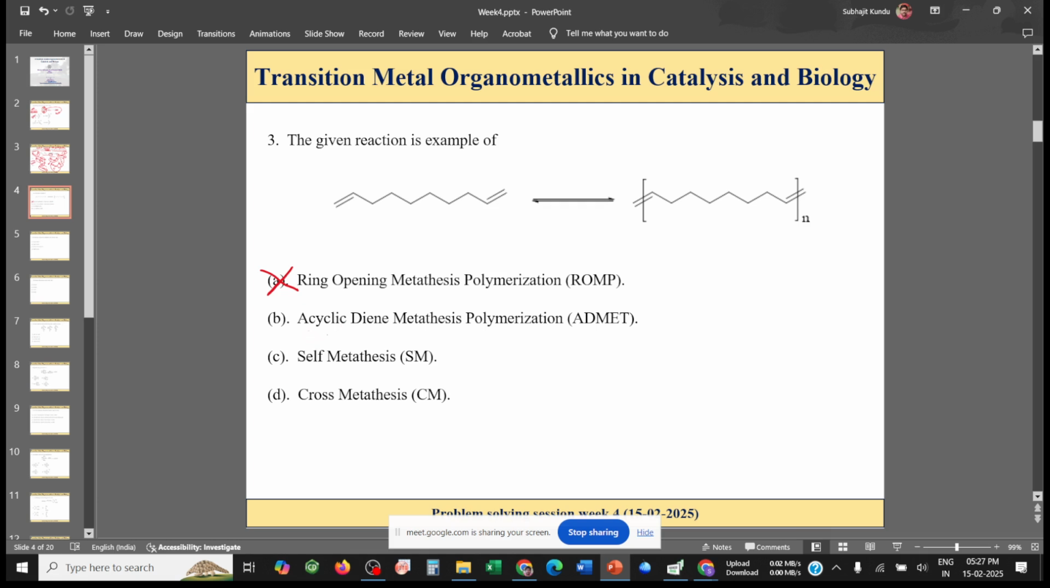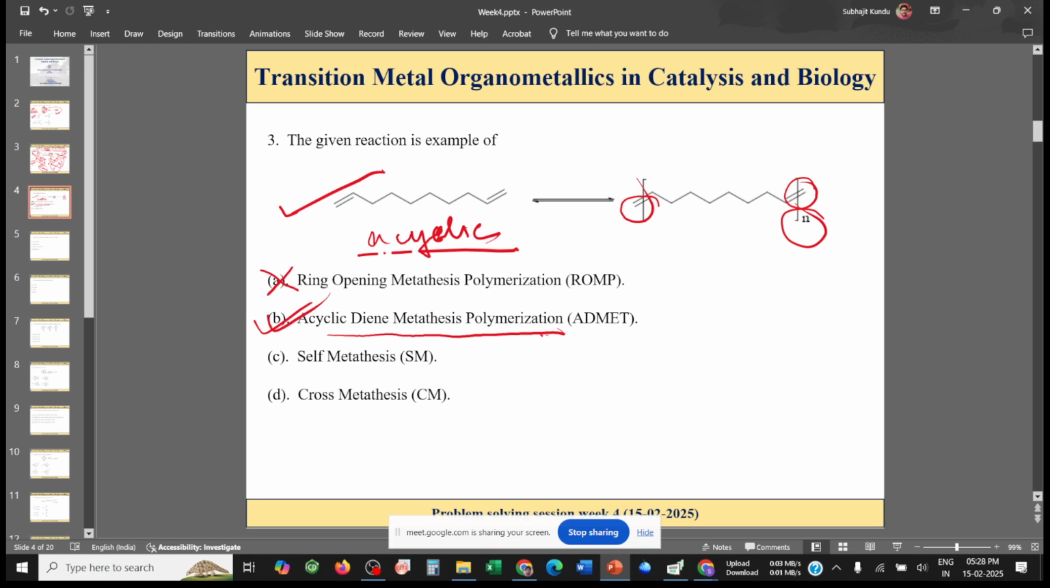Then the acyclic diene metathesis polymerization. Is this acyclic? Yes, this molecule is acyclic. Is it a diene polymerization? Yes, it is a diene formation. We have the formation of diene. Is it a metathesis reaction? Yes, it is a metathesis reaction. Is this a polymerization reaction? Yes, it is a polymerization reaction. So option B is the correct answer for this question.